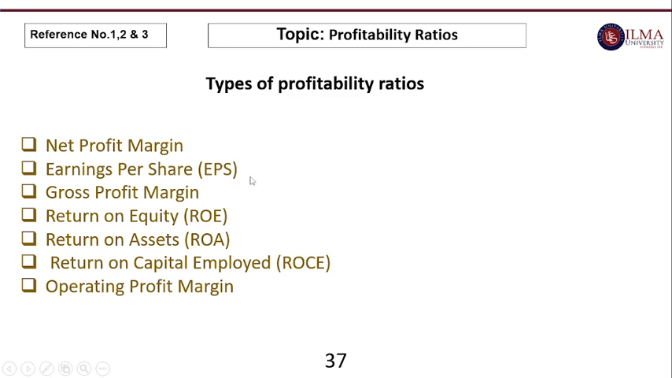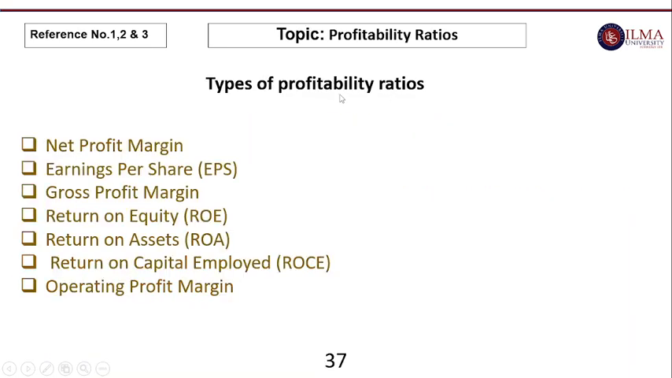We have also discussed this in our presentation. Gross profit margin, return on equity, ROE, return on assets, ROA, return on capital employed, ROCE, operating profit margin. So these are the types of the profitability ratio.